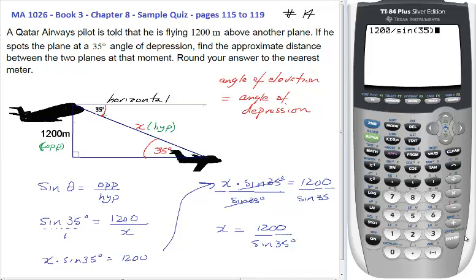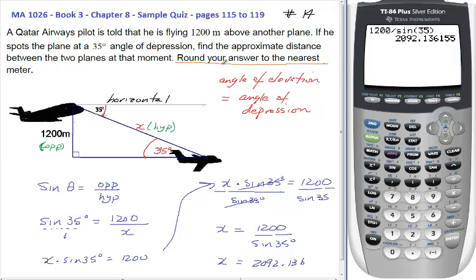Make sure your calculator's in degrees, which I already did, and I get 2092.136. Now always go back and read your instructions on how to do your answer. See if there's any instructions. If not, your choice to go 1 or 2 decimal places or whatever. But it specifically says right here, round your answer to the nearest meter. That means no decimal places.